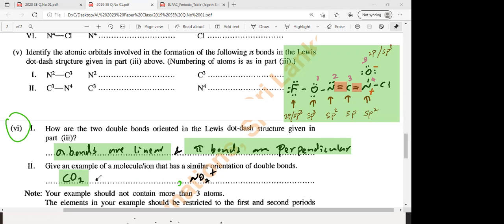Then you can write here CN2 2 minus, comma, N3 minus, azide ion. All these are linear. This should be N3 minus, the azide ion, sodium azide, N3 minus like this.